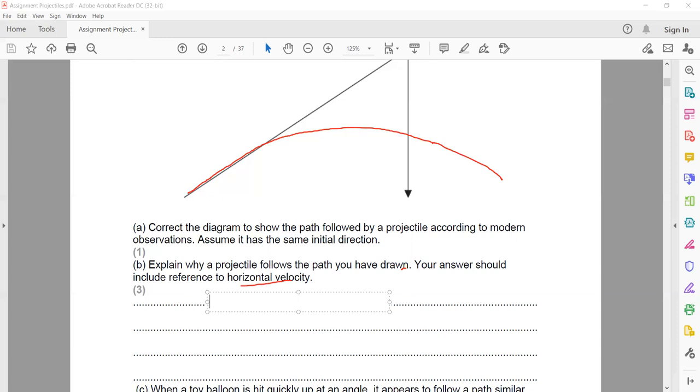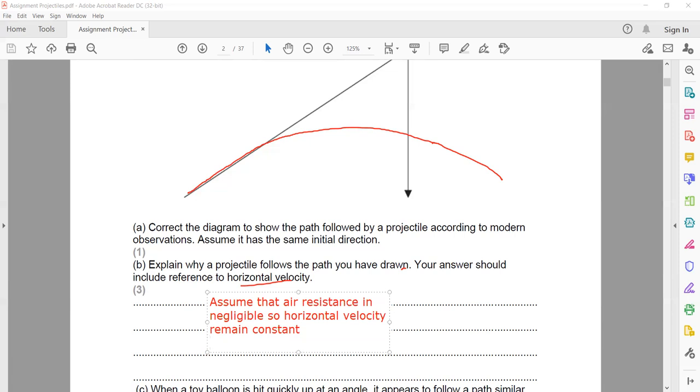So first thing, we assume that air resistance is negligible. That's our first assumption. And what is the effect of this air resistance being negligible? The horizontal velocity remains constant.